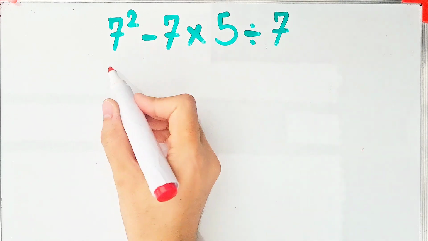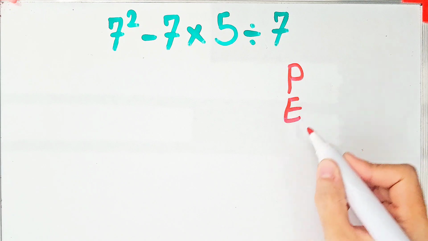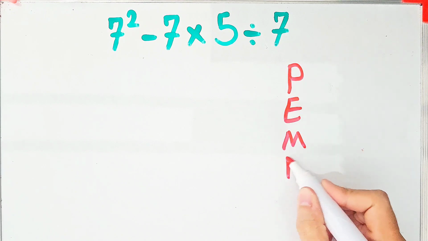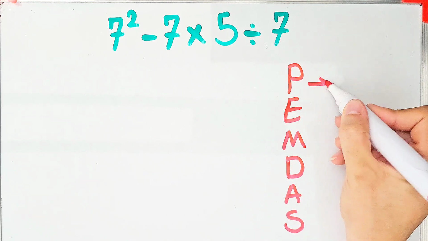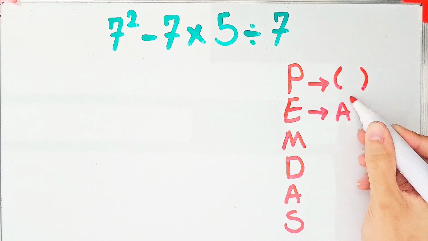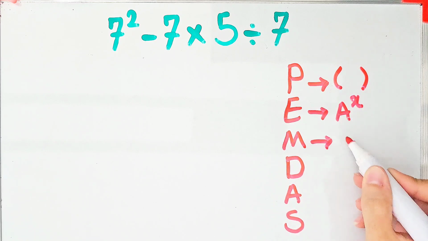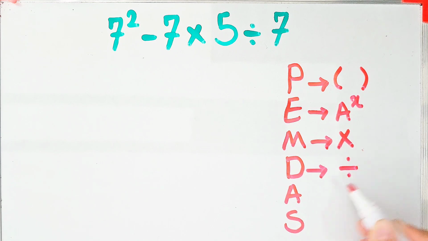To solve this question, we need to follow the PEMDAS rule. If you don't pay attention to this rule, you get the wrong answer. Okay guys, in this rule, P stands for parentheses, E stands for exponent, M stands for multiplication, D stands for division, A stands for addition, and S stands for subtraction.